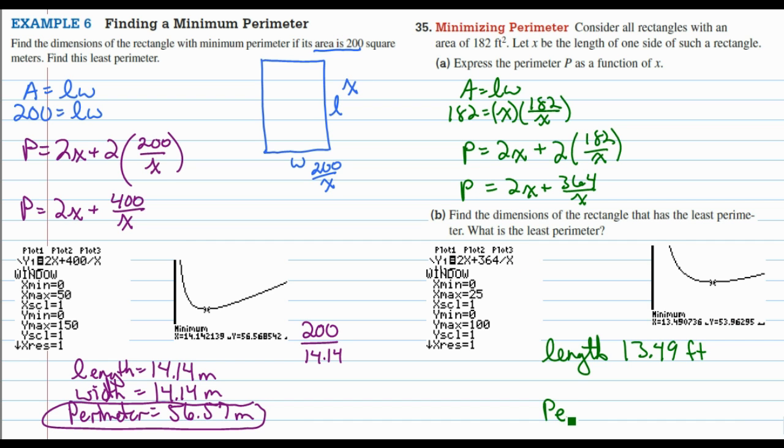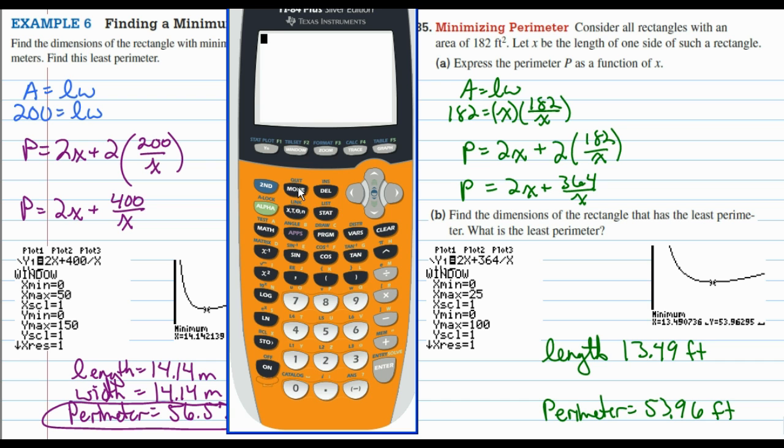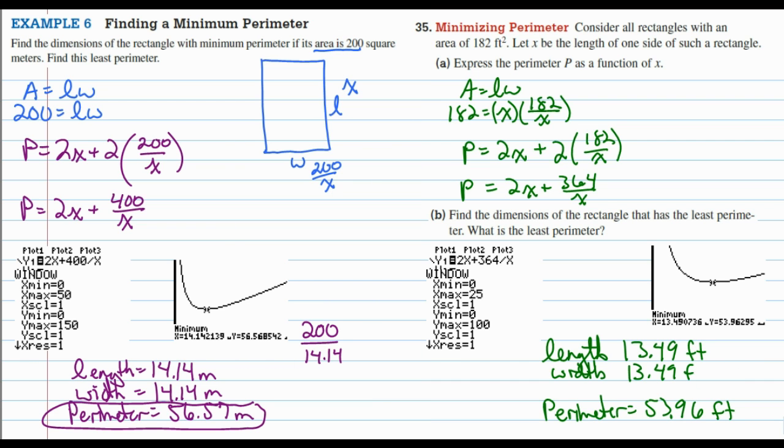Then my perimeter was the output of the function that I plugged into y1. So the least perimeter is 53.96 feet. And then I'm going to use my calculator to take the total area, 182, and divide that by the x value that my calculator is actually on right now. And I get 13.49 again, which means the width is 13.49 feet. So again, this least perimeter must be a square. Do you see a pattern here?